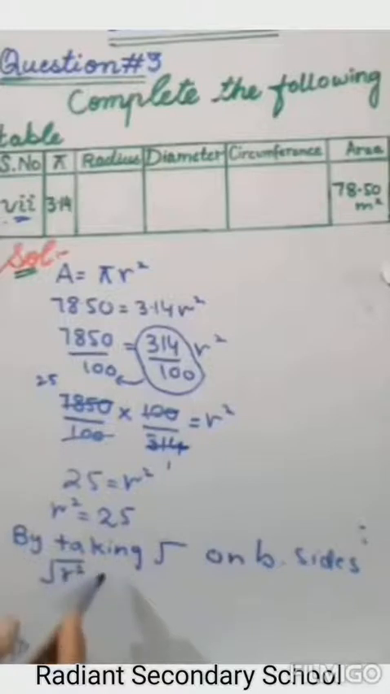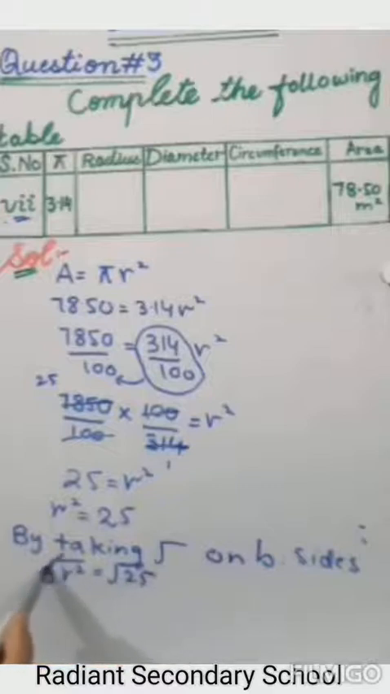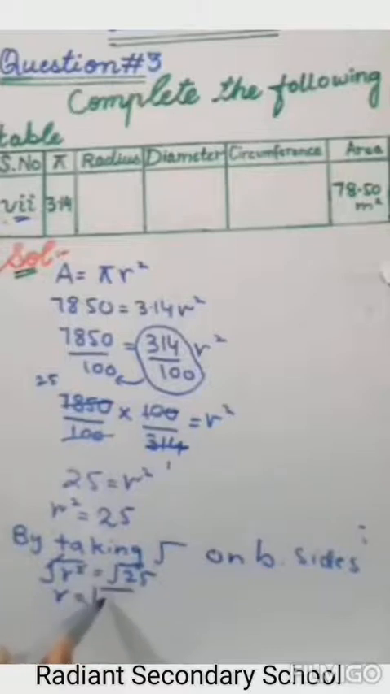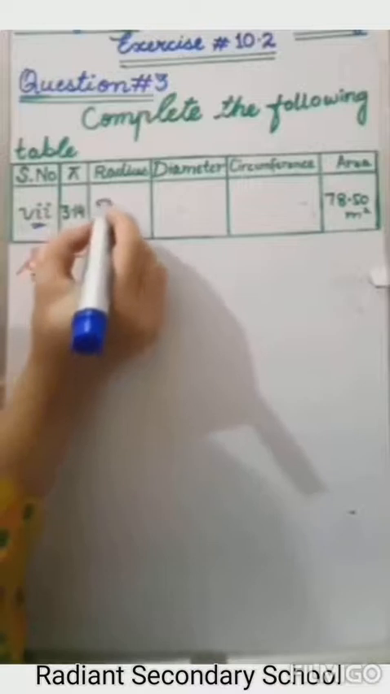R square is equals to under root 25. Okay, this under root can cut this one. R is equals to, under this under root 25 is there, I can write 5 multiplied by 5. Okay, now R is equals to under root 5 square. This under root can be cut with this power 2. Only r is 5. Radius is 5, and you can write the unit of radius, meter. Radius we have found, that is 5 meter.